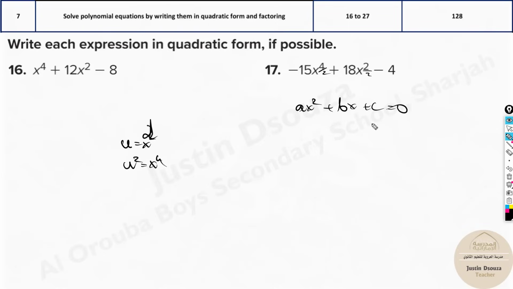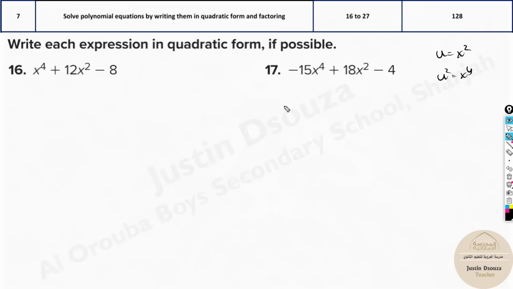So let's rearrange this and write. I'll clear this off. Now over here, u is x power 2, u squared will be x power 4. So it's minus 15 x power 4 becomes u power 2. Okay, and then plus 18u minus 4. This is the first step. And now what is this u value? So let the square be. Now this is in quadratics.